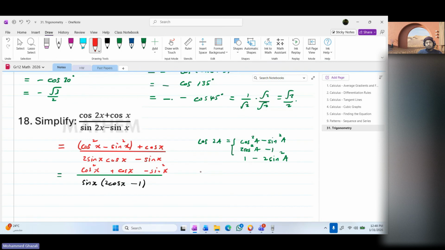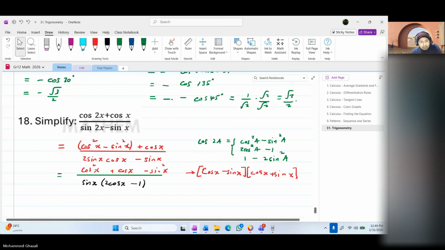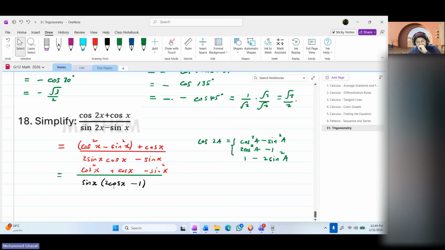Yeah, we have an issue here. We have a problem factoring. Let's see. Cos squared minus sine squared. Let's try the factoring. We're going to have cos x minus sine x, cos x plus sine x. Not working. It's impossible to get plus cos x in the center. We're supposed to simplify this, right? 2 cos x minus 1.